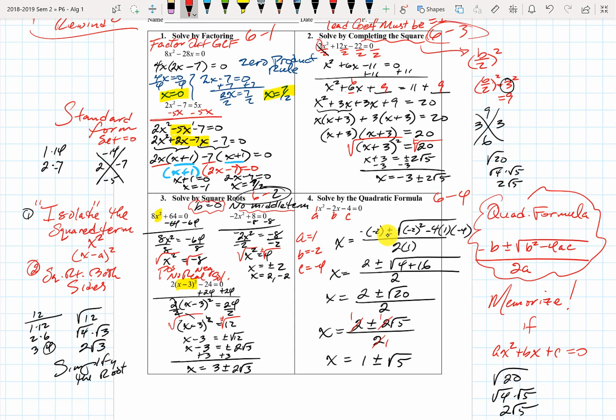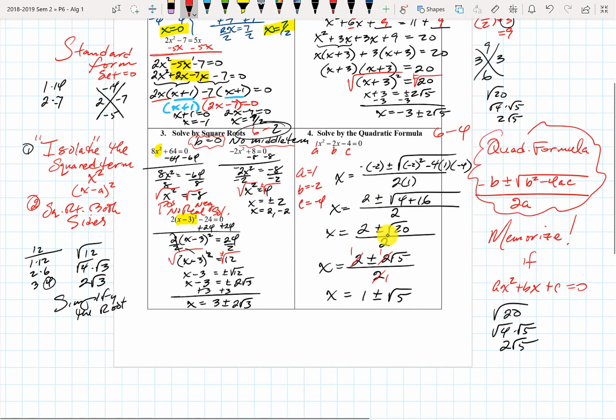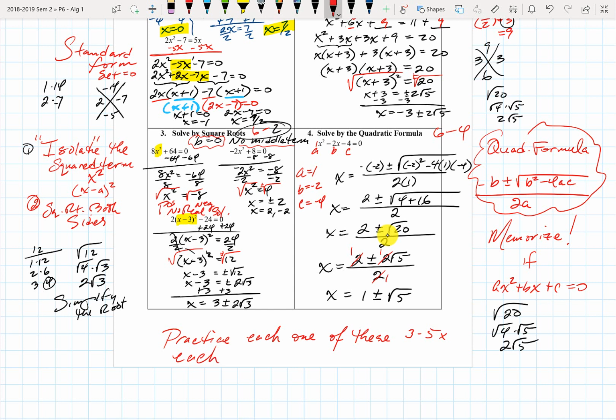So I would suggest to you guys a simple thing, all right? This is what I want to see you guys do, and you're going to provide evidence on this. So practice each one of these previous problems, each one of these, 3 to 5 times each, to develop mastery.